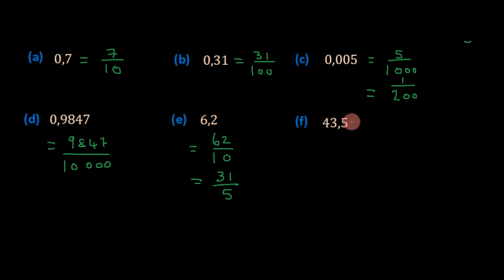We have 1 digit behind the comma. So it's going to be 435 divided by 10. In other words, by 1 with 1 zero. Then 5 can go into 43 8 times. Carry 3. 5 into 35 7 times. 5 goes into 10 twice.